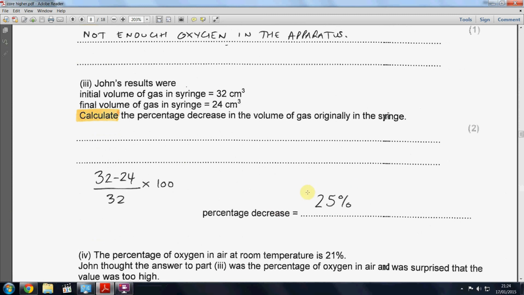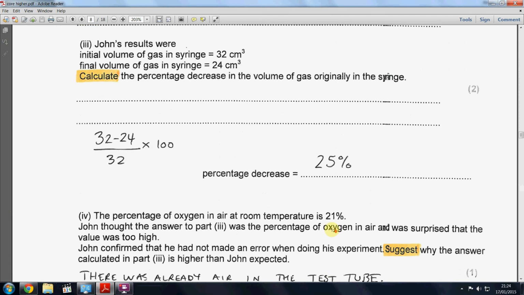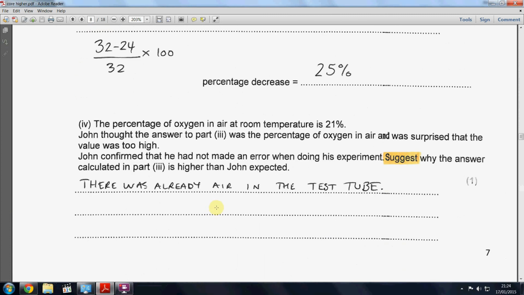With percentage questions, one really easy rule of thumb to make sure you haven't got it wrong: if this number's more than 100, well, you probably got it wrong. Okay. So it then says the percentage of oxygen in air at room temperature is 21%. John thought the answer to part 3 was the percentage of oxygen in air and was surprised that the value was too high. You can see here 25% is higher than the 21% we know for the proportion of oxygen in the air.